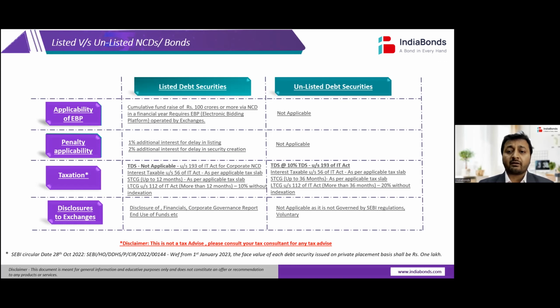Coming to the unlisted securities, rest everything being the same. The only difference is that TDS is deducted. So in case any of you do not come in the interest tax slab, then you have to continue to follow the process of filing your returns and claiming this TDS in case you're not in the tax slab.